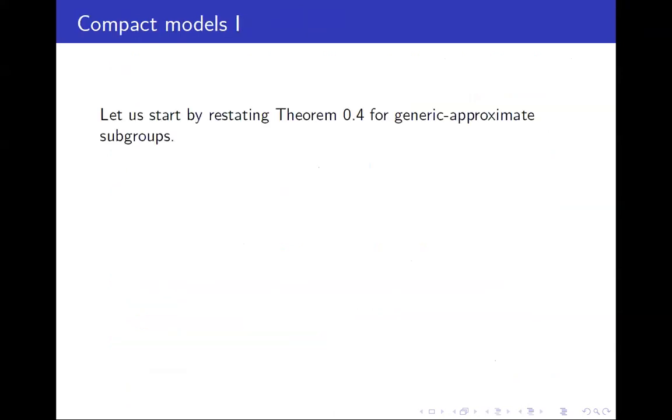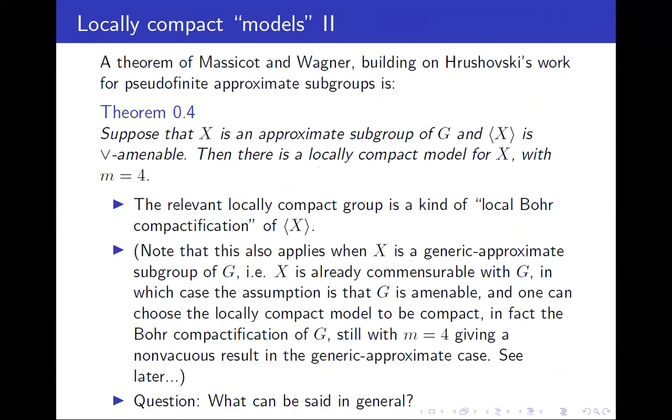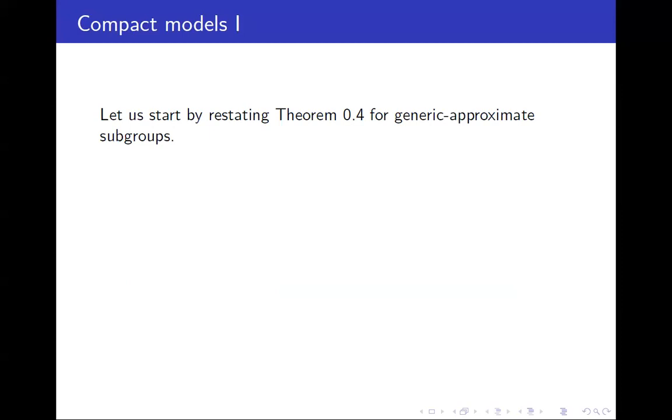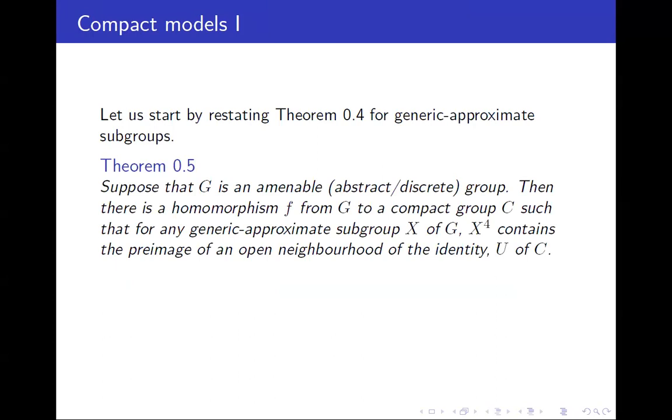So first of all, let me start by restating theorem 0.4, in the context of generic approximate subgroups. I hope the definitions of generic approximate are okay. Here the quantifiers change a little bit in terms of where the for all and there exists are. We were talking about quantifiers this morning, weren't we? At lunchtime.